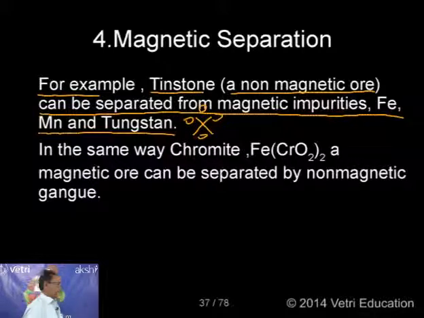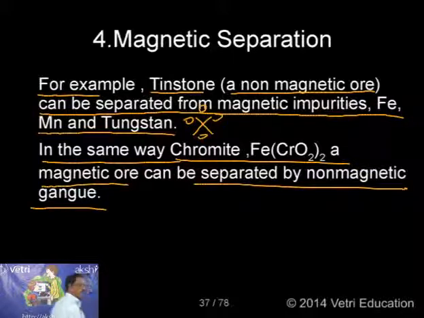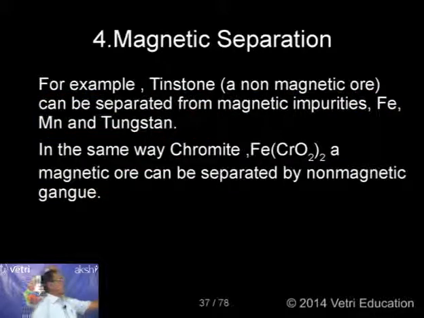Now number two, in the same way, bromide containing iron, a magnetic ore, can be separated from non-magnetic gangue. So I have already pointed out: in the first case, the ore is non-magnetic and the impurities are magnetic. In the second case, the ore is magnetic and the gangue is non-magnetic. So the specific examples I have given show we can separate suitably using magnetic separation.